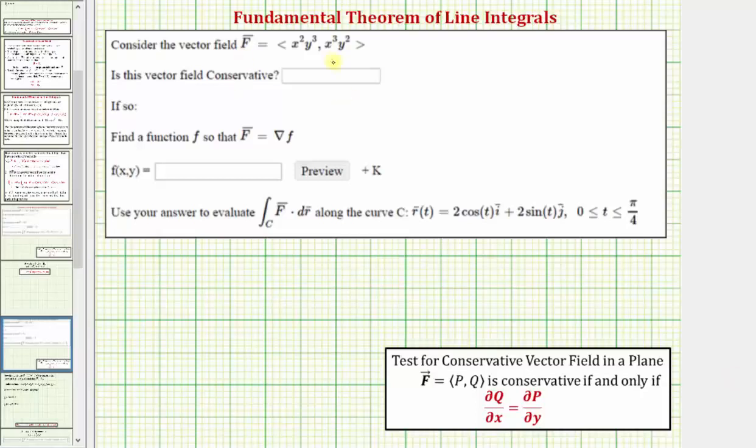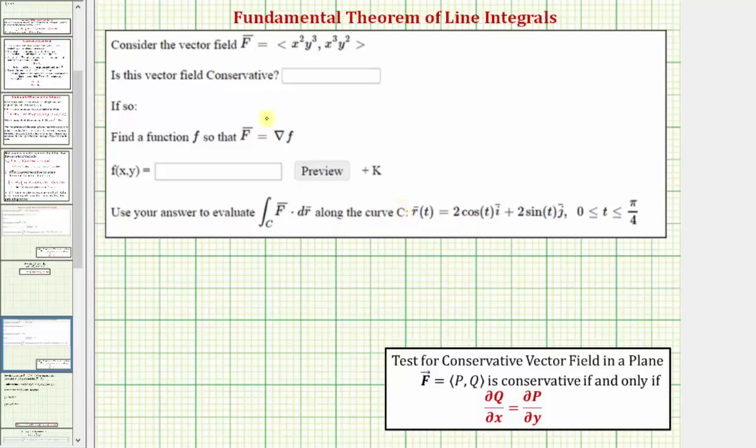We're given the vector field f and asked to determine if the vector field is conservative. If it is conservative, we want to find the function little f so that the vector field f equals the gradient of little f, meaning f of x comma y would be the potential function. And then if we're able to find the potential function, we want to use this to evaluate the line integral along the curve C of f dot differential r using the fundamental theorem of line integrals.